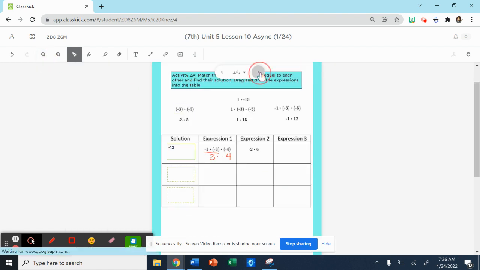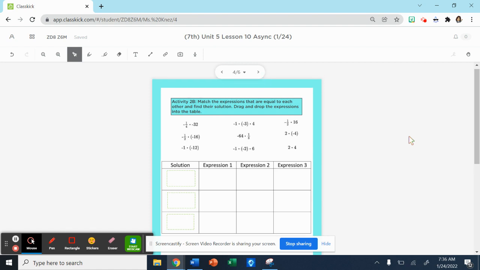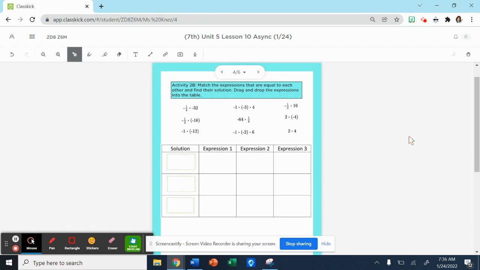On slide 3 and slide 4, you want to end up with a complete table and each of these expressions dragged and dropped into the correct boxes. Please go ahead and pause this video to drag and drop the expressions into the correct boxes and solve.